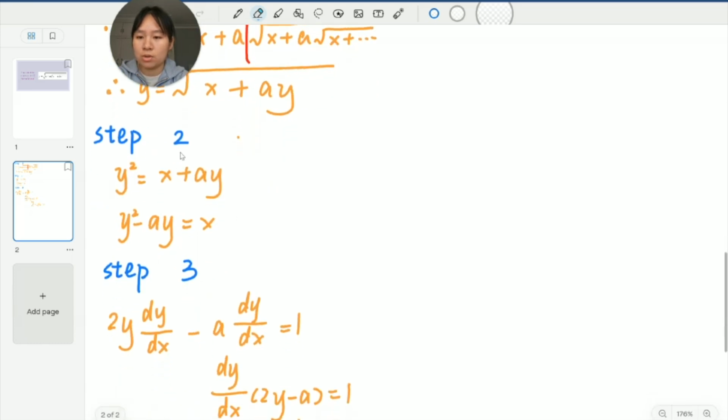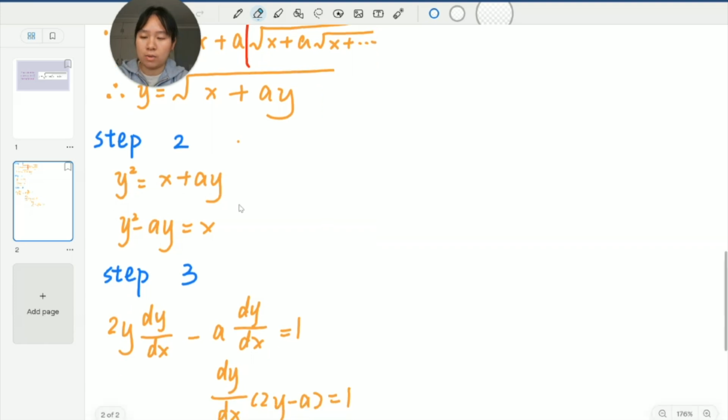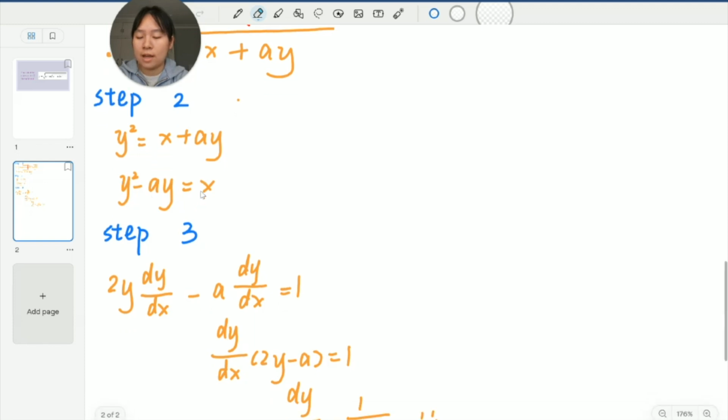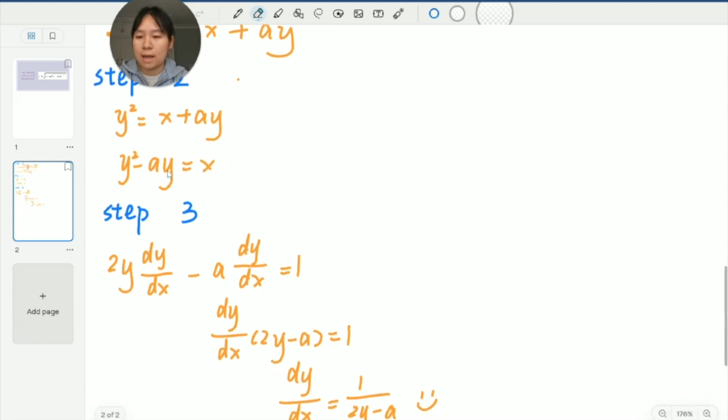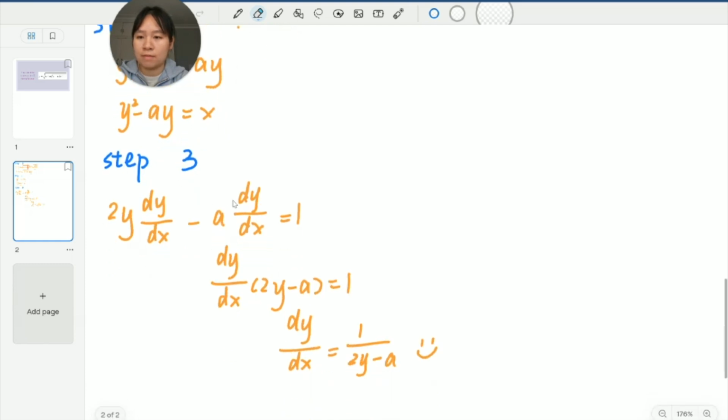And moving on to step 2, what we need to do is get rid of this square root sign on the right hand side. By squaring both sides at the same time, we will end up having y squared on the left hand side and x plus ay on the right hand side. So what we need to do is move that ay term to the left hand side so it's nice and clean. Moving on from that point, we'll be able to differentiate both sides and thus give us the final answer.